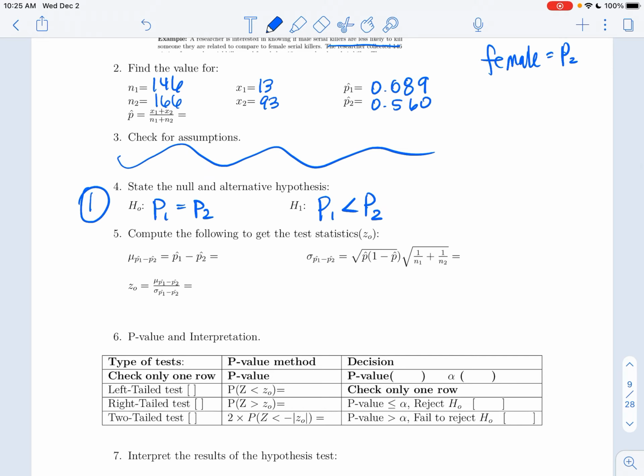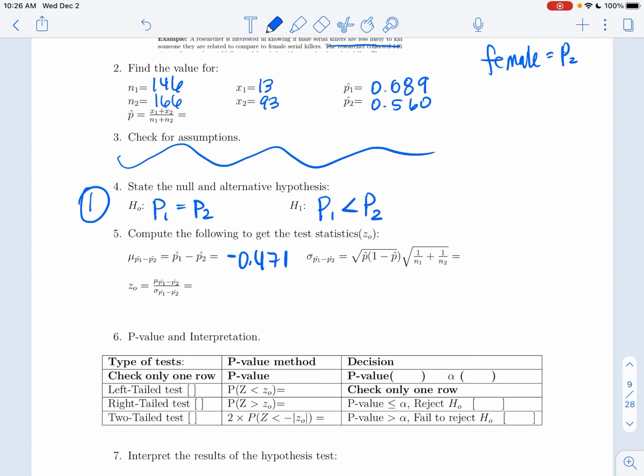So I'm going to subtract P1 minus P2, P hat, sorry. So this gave me negative 0.471. And then I'm going to run the program. Remember, stat, test, 2 prop z test. X1 is 13, 146 for N1, 93 for X2, and 166. And then it's less than.